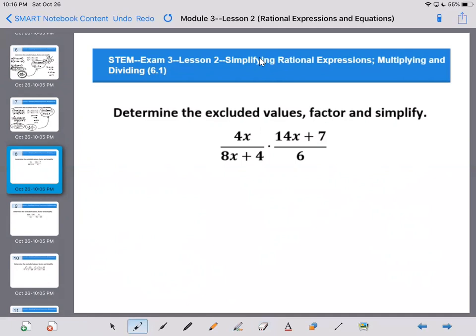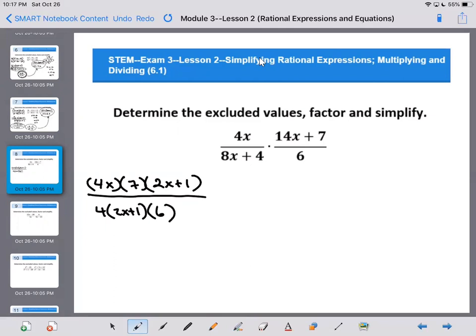So the 4x, I can't do anything with that one. The 14x plus 7, they both have a factor of 7. So that would give me 2x plus 1. And the 8x plus 4, they both have a factor of 4. So that's going to give me 2x plus 1 multiplied by 6. Now once we go through that factoring process, again, remember we're looking at the denominator, and we're looking at where we have variables, and then we're going to set those equal to 0 to figure out our excluded values. Well, the only one with an excluded value would be 2x plus 1.